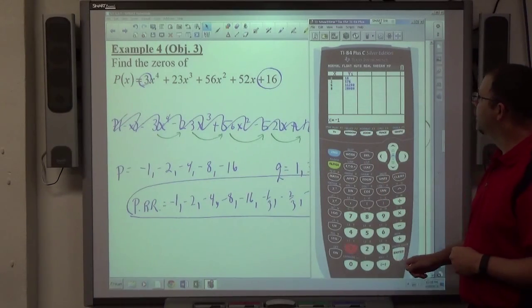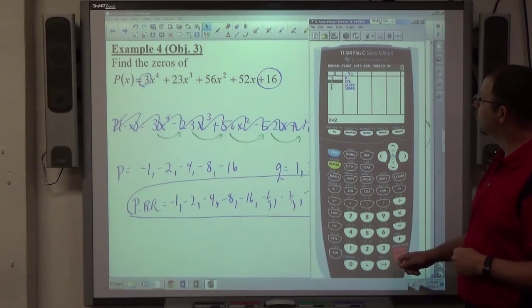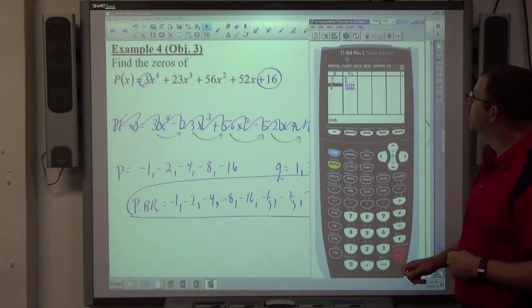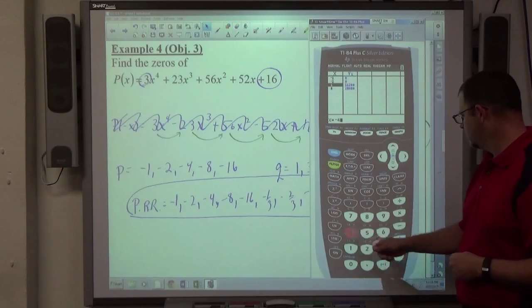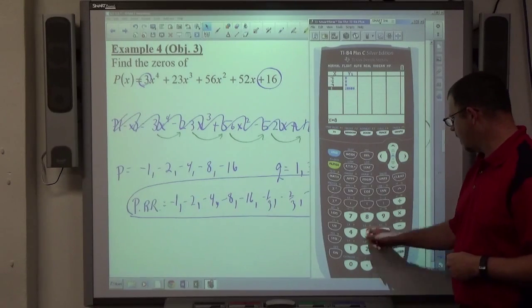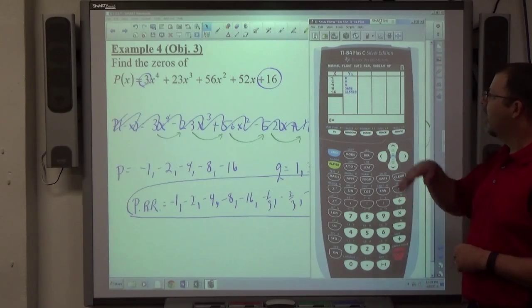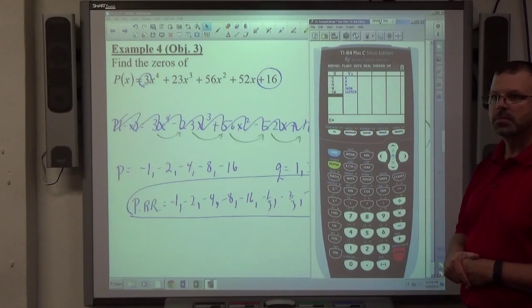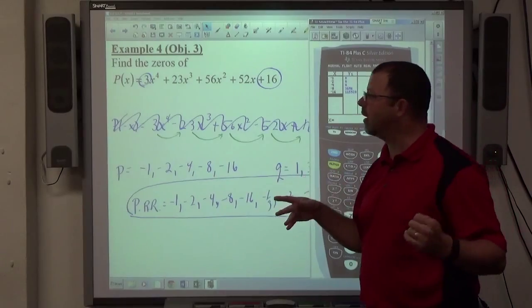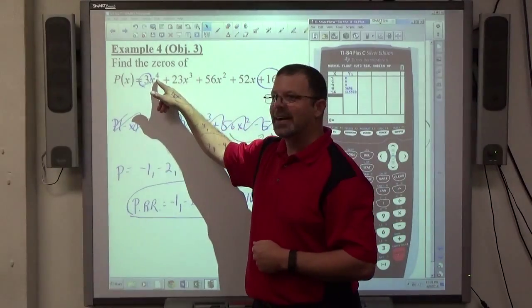Negative 1 equals 0. Negative 2, 0. Negative 4, 0. Negative 8, not 0. Negative 16, and so on. All you need is 2. All right? In fact, I got 3, that's a bonus. But whatever the power is, you want to get it down to a second power.